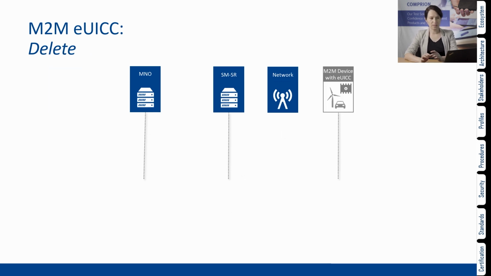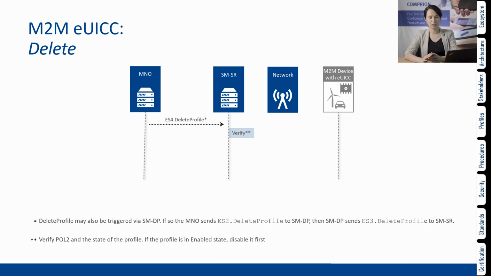The next step is the delete command. The delete procedure goes from the operator to the SMSR and then to the network and then to the EUSSC end device. Again, it can be triggered via SMDP.